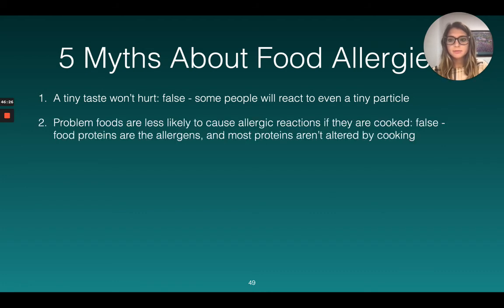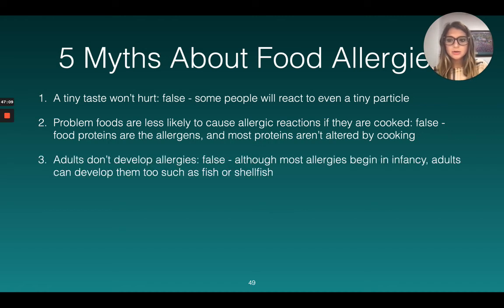avoiding all potential risk of exposure is going to be the most important thing. And number 2, problem foods are less likely to cause allergic reactions if they are cooked. This is false. Because the allergen component of foods is a protein, and proteins are not altered by cooking. Even if someone has a meat allergy, cooking that meat is not going to change the protein structure of it, or a wheat allergy. Cooking a baked good item is not going to change the protein in it, so cooking it isn't going to reduce the response of an allergic reaction.